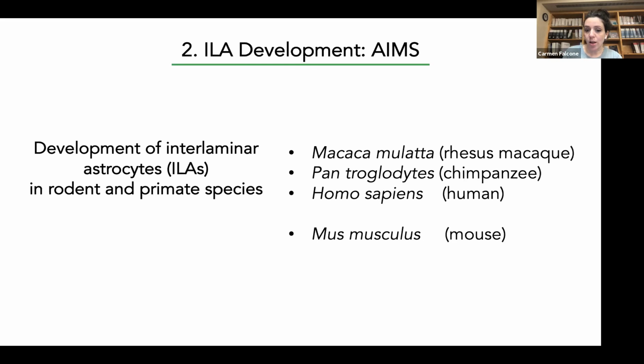So we wanted to know if we could model some of the features of these interlaminar astrocytes in the rodent as well. So I will focus mostly on the macaque today for lack of time, but if you have questions on chimpanzee and human, I'm happy to share with you what we saw also in those other species.